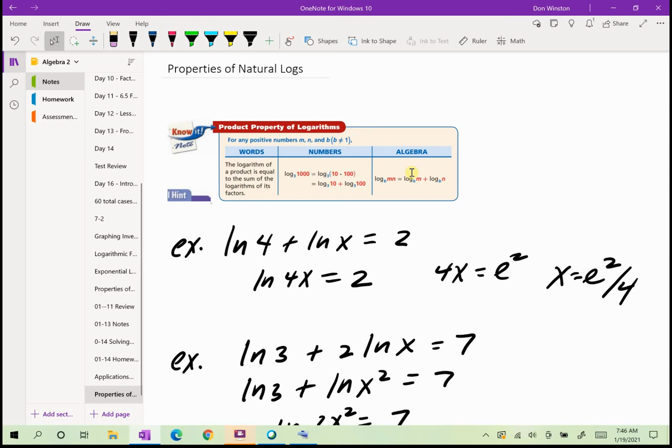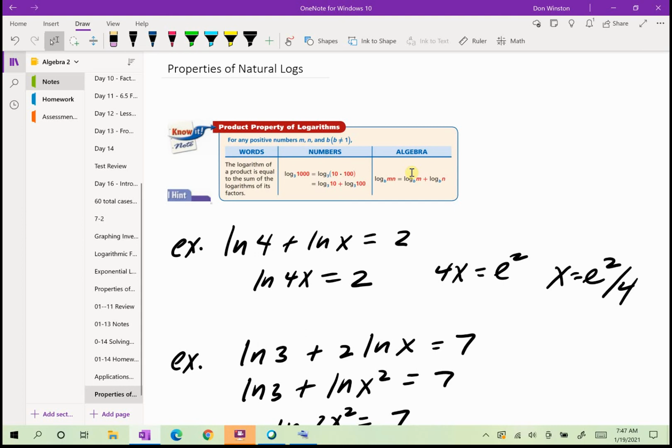Okay, good morning everyone. Today we'll look at applying properties of logarithms to base e, the natural base. In our last lesson we solved word problems involving base e. Today we'll look at applying properties to base e. The first property we'll take a look at is the product property of logarithms.